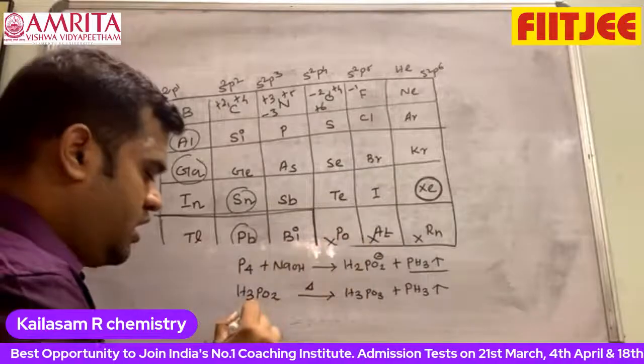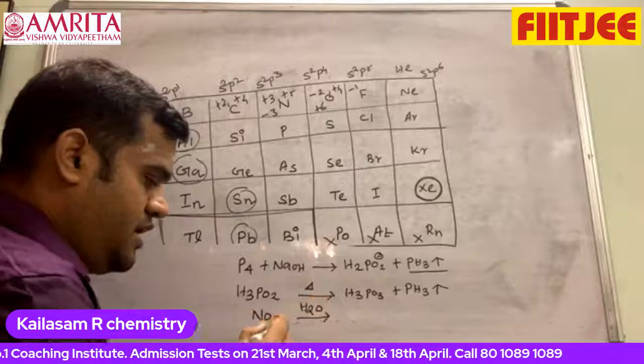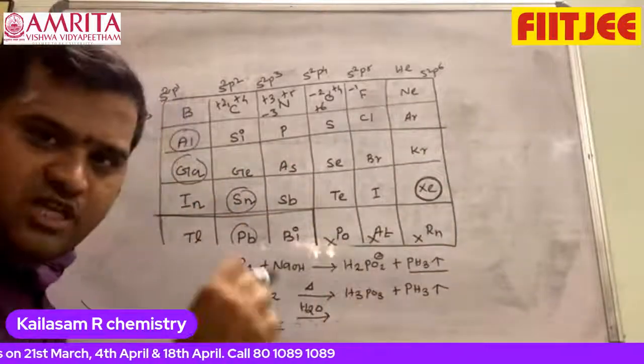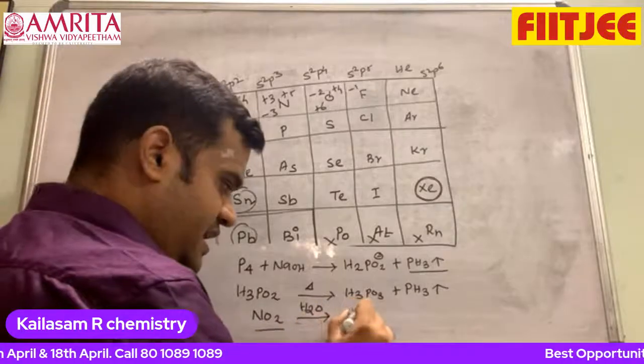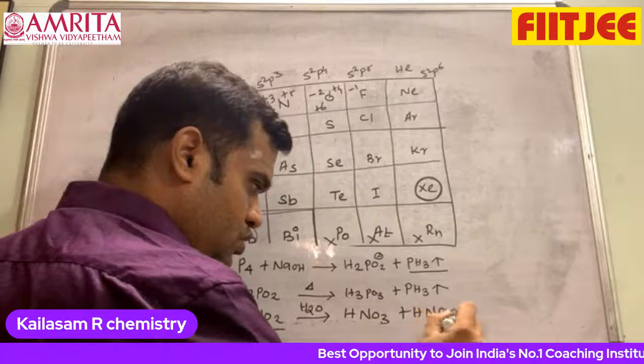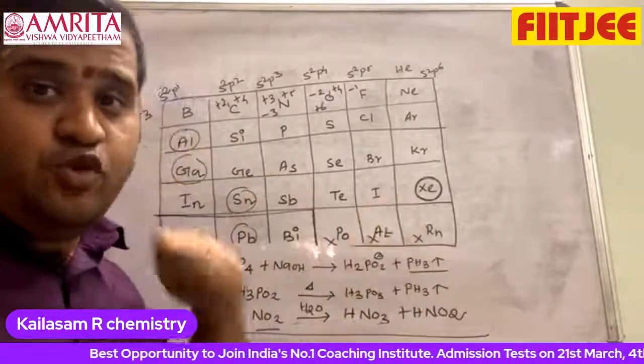Even we can say all mixed anhydrides. I can take NO2, which undergoes a disproportionation reaction in the presence of water. Any oxides, on hydrolysis, produce the corresponding oxyacids. NO2 plus water gives HNO3 plus HNO2. So these are all examples of disproportionation reactions.